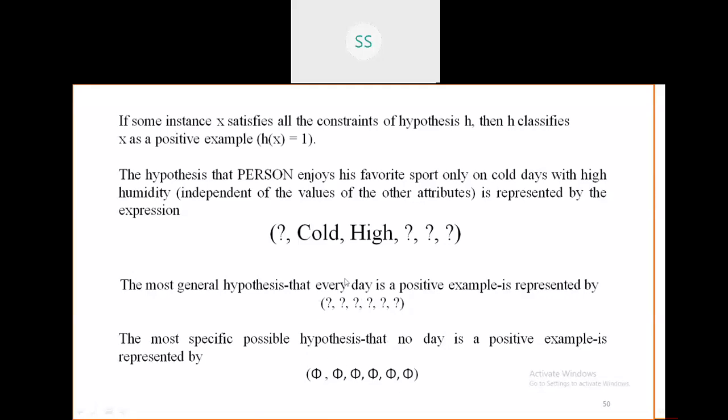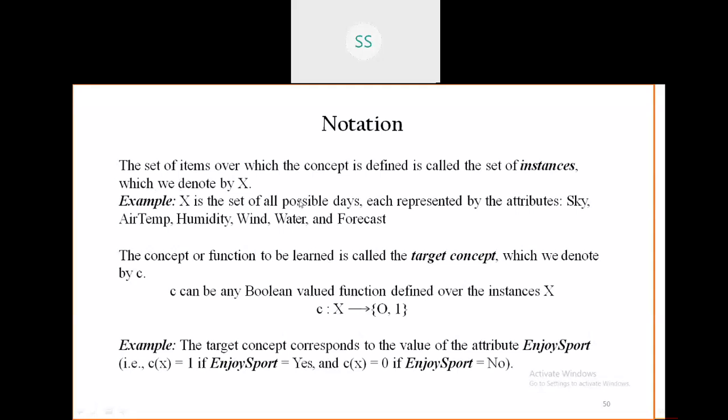But in this case, we are playing every day, that is, every day is a positive example, whereas in this one every day is a negative example, right? That is, no day is a positive example. And how to specify the hypothesis? In a hypothesis, how do we specify it?